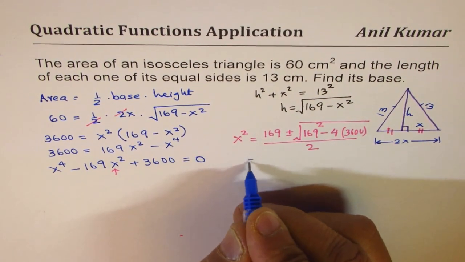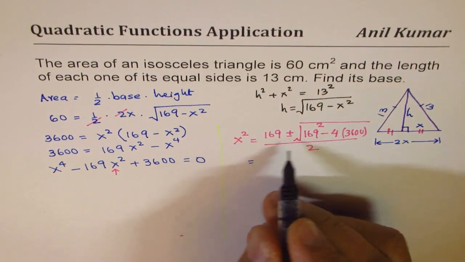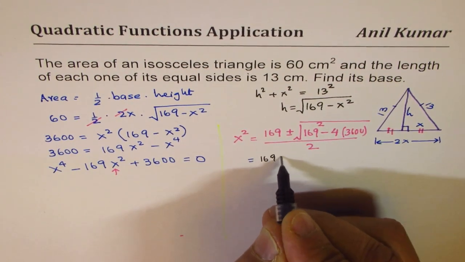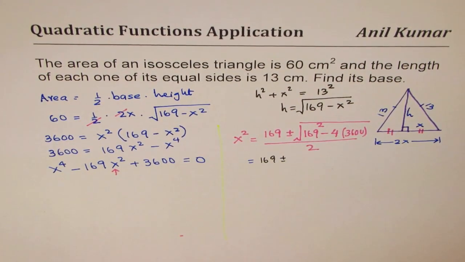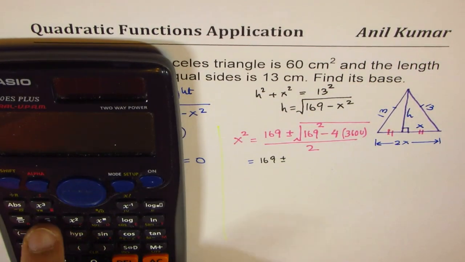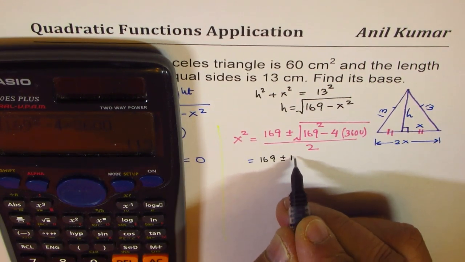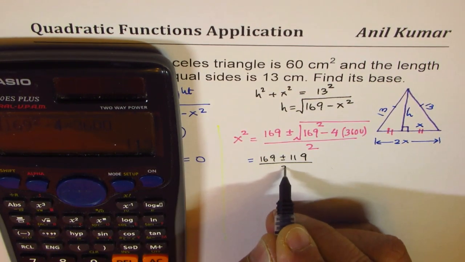So let's use the quadratic formula. Okay, so what do we have here? It's a very big number, so I'm preferring to use quadratic formula. We have 169 plus minus. So let's calculate. What is there within the square root? We have a square root of 169 squared minus 4 times 3600. And that is equal to 119. So it is 119 divided by 2.